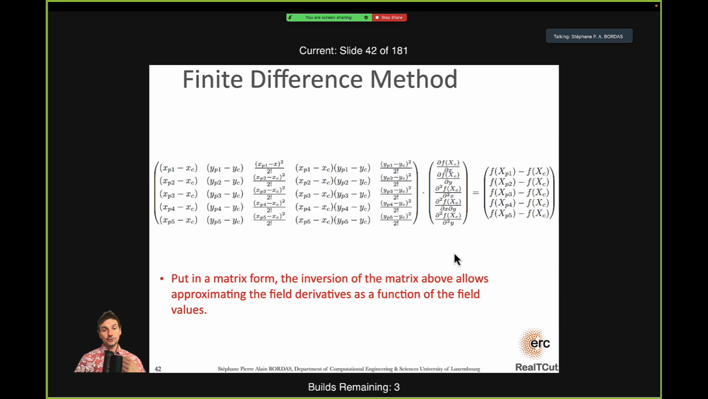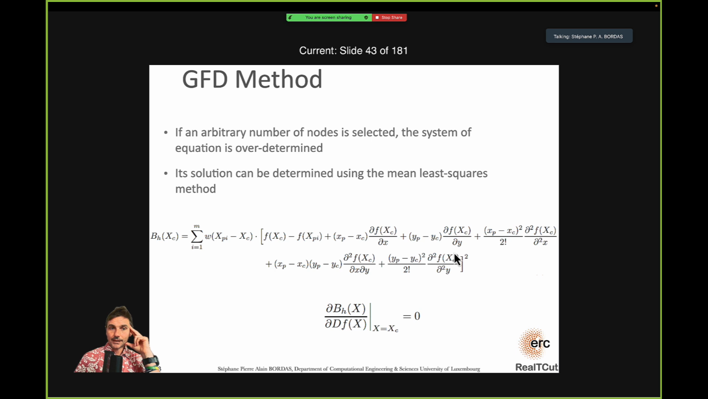So this is what you do. You put that in matrix form. You invert the matrix. You hope that it's invertible. Of course, that would be hopeful. And that's what you get.